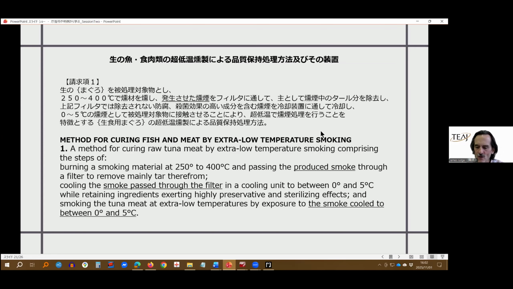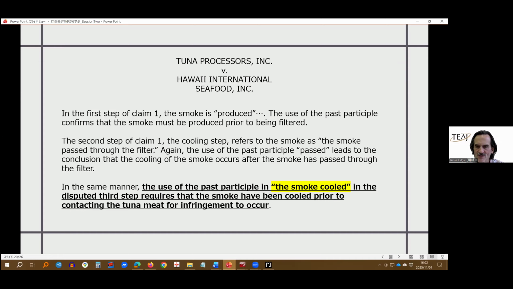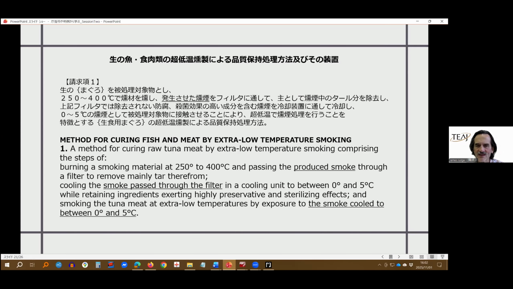And so the patent owner, tuna processors, was probably looking at the original Japanese claim and thinking, well, we should be able to assert this against Hawaii International Seafood. But then when the claim was actually analyzed, the claim in English by the district court in the patent infringement suit, they interpreted it correctly according to what I would say is probably a narrower interpretation than the original Japanese warranted. So I'll leave that there.